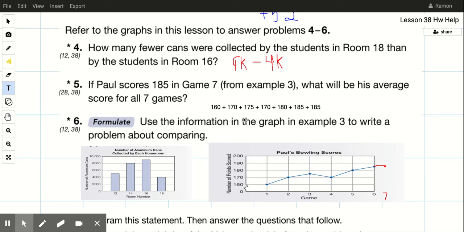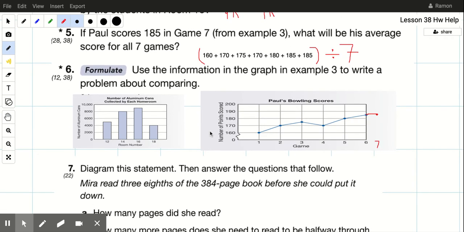To find his average, unlike the problem earlier, we actually have to find the sum of all of the values given to us here. You would add these up, and then divide that sum by how many games he bowled, which was 7 games.